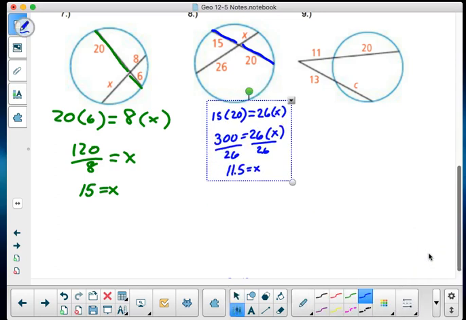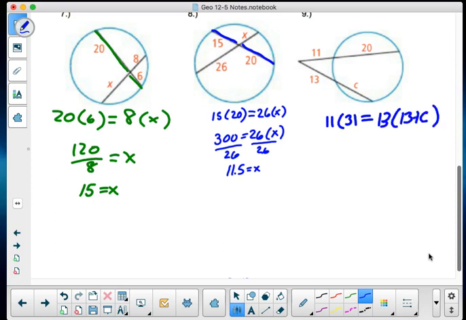The difference between 8 and 9 is pretty obvious. In 7 and 8, I was using chord-chord relationship. In 9, I'm doing the outside times the entire length or the whole length. So I'm going to take 11 times 31. And that is going to equal 13 times 13 plus c. Okay, and that's my relationship I'm working with.